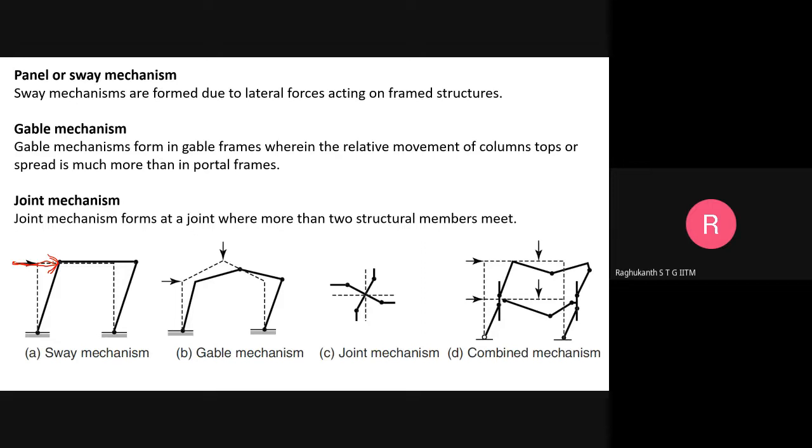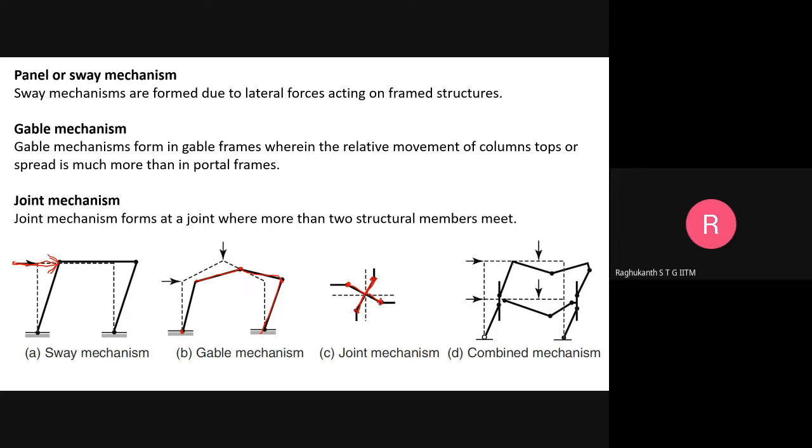Gable mechanism happens only when inclined members like this are there. It is also like a sway, but you will have a hinge here, a hinge here. So this is also one type of typical failure. Then we have a joint mechanism also. This means you have a joint here basically. So the hinge gets formed at these connections. This happens when columns and beams are connected.